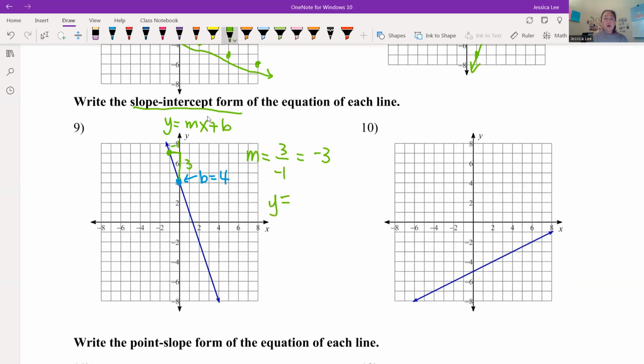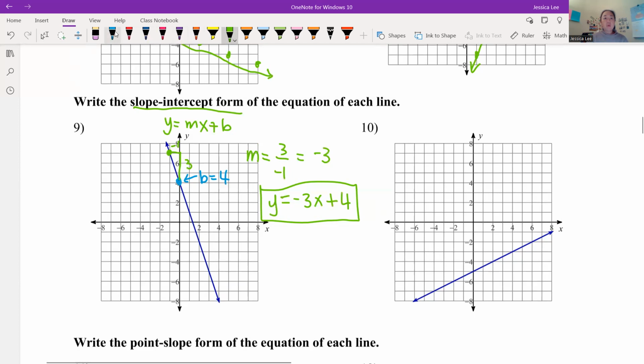Y equals our m, which is -3. What's after that? X plus our b, which is 4. That's it. Done. It's just, do you know how to read a graph? Okay. And I'm just double checking here. My slope is negative, and yes, this is a negative slope, and my y-intercept is at +4. It's good to go.